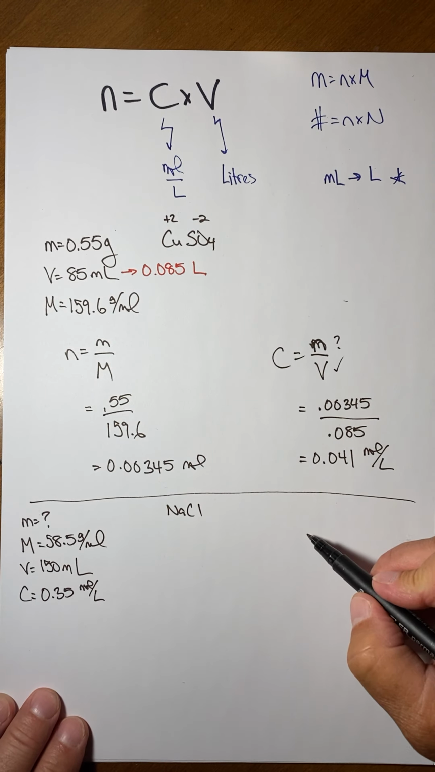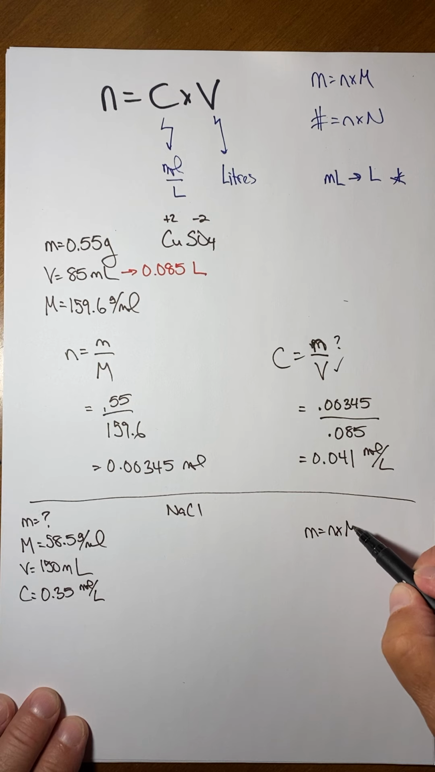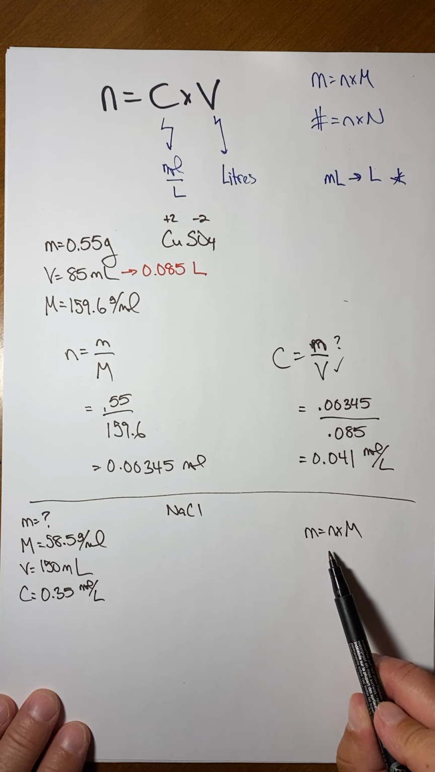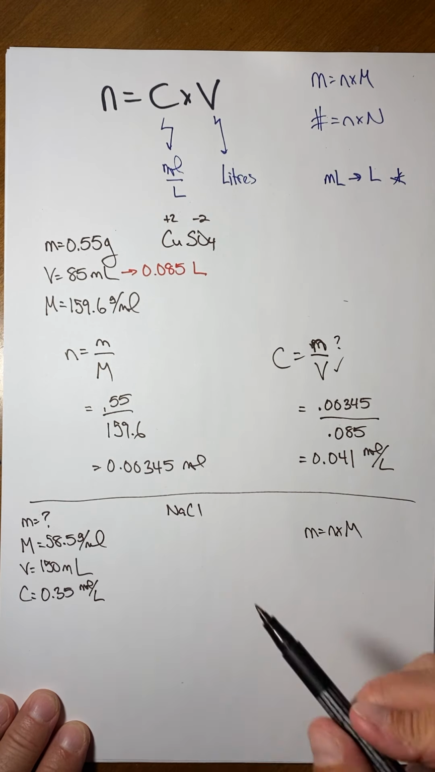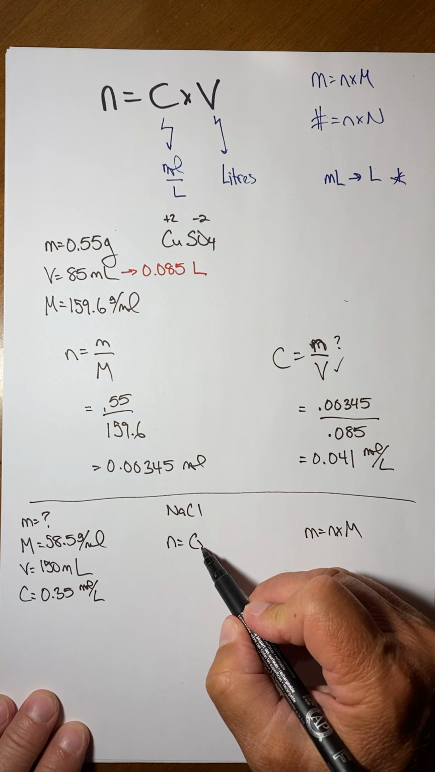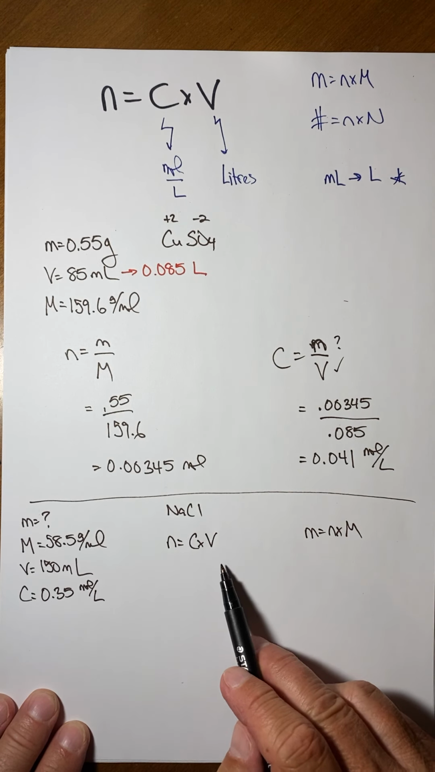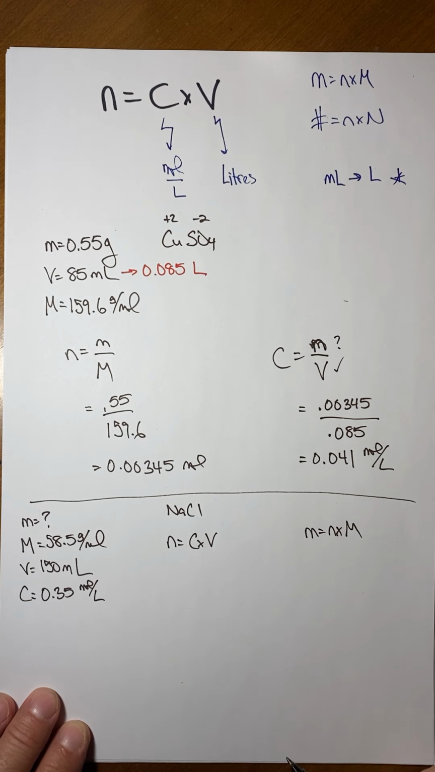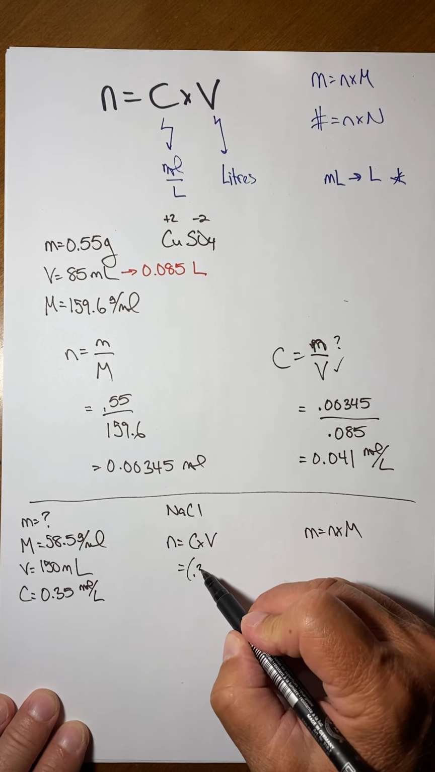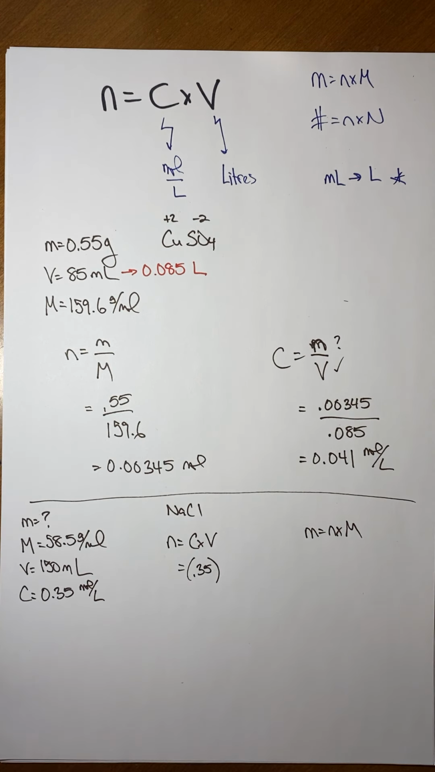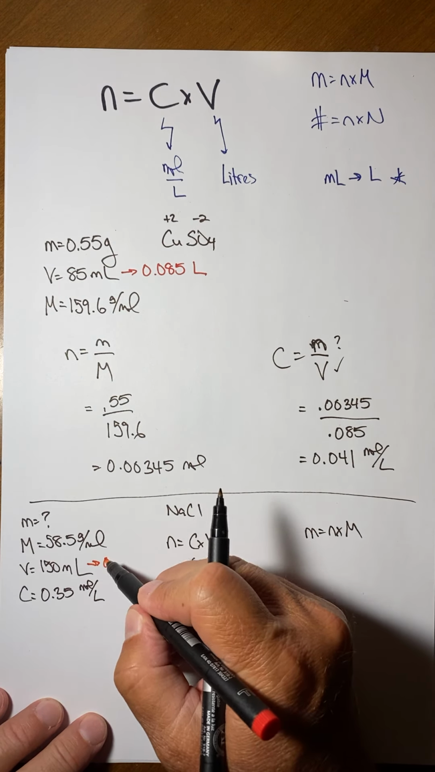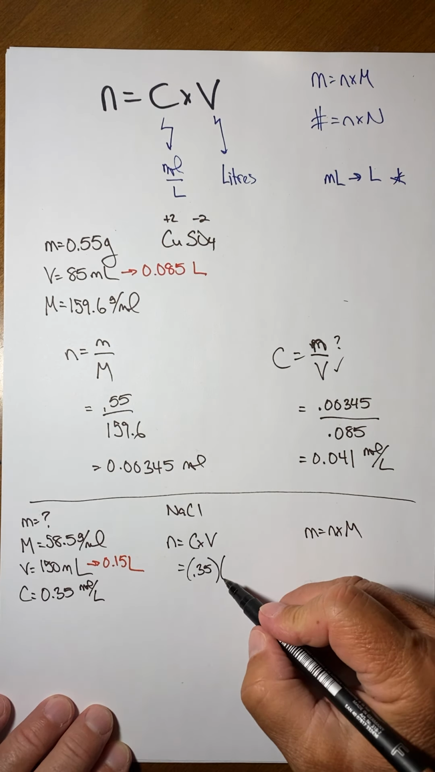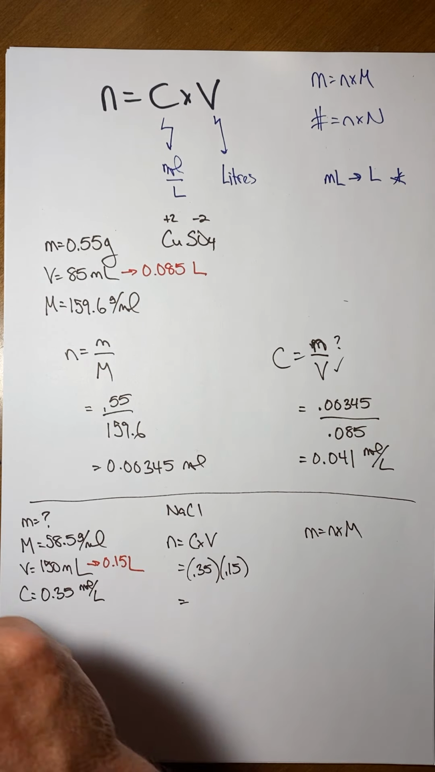Same thing: I eventually want to use the mass formula because I want to find mass, but I'm not given little n. So if you look at your givens, if I go n equals C times V, concentration times volume, I can find little n and then substitute it into the other formula. So I'm going to go 0.35 times, and again, don't forget, convert this to liters, 0.15.